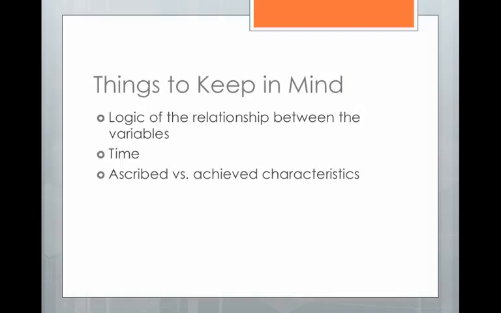So things like educational achievement or juvenile delinquency or preferences for different things. So that's another thing that you can keep in mind to help you understand which variable is the independent variable and which variable is the dependent variable.